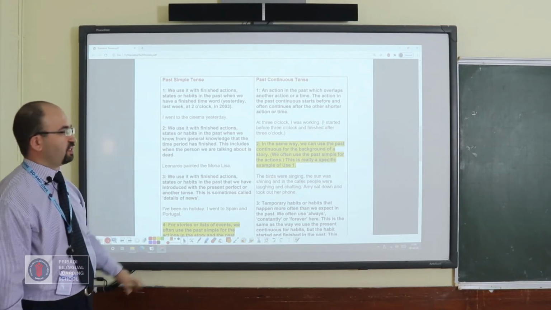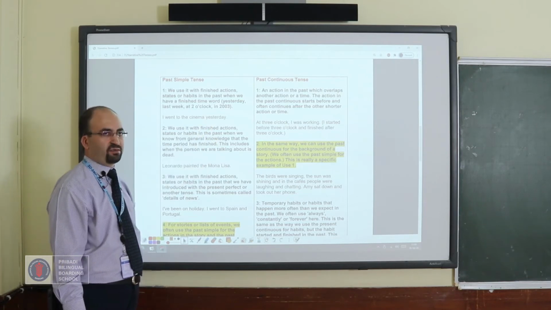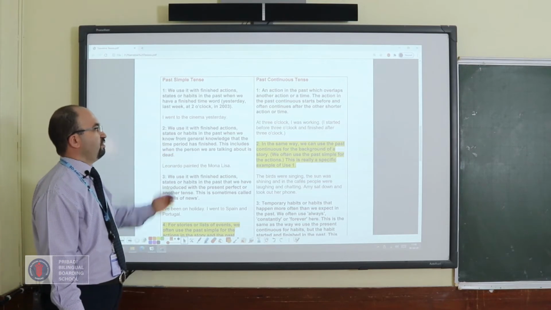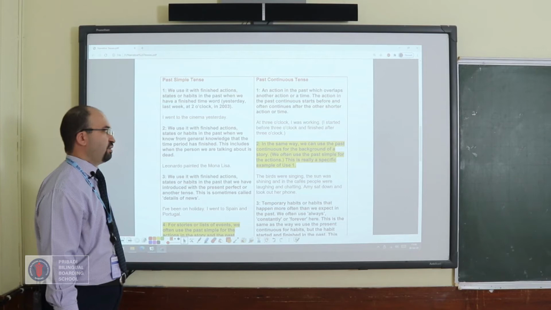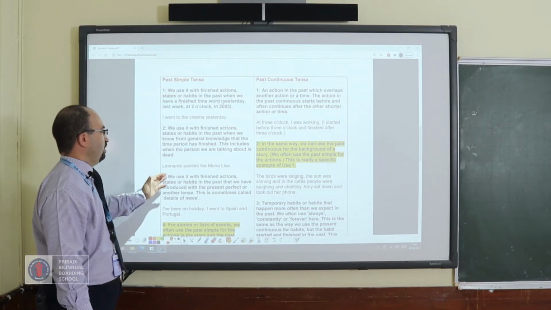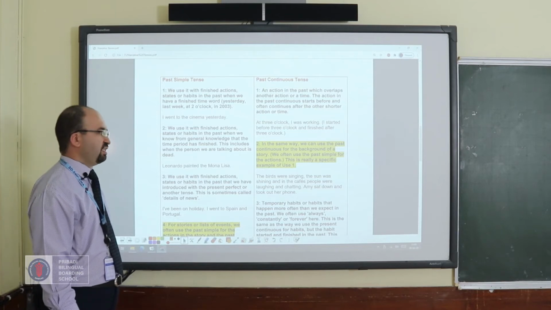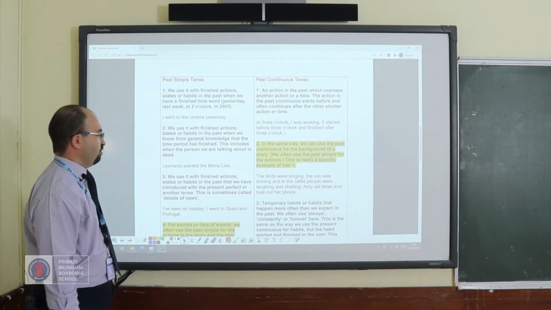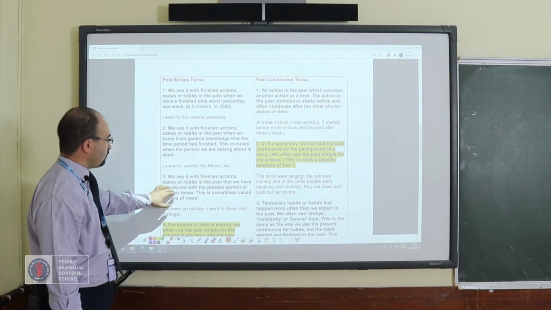We can use it with time expressions that show past, like yesterday, last year, last night. And we use it with finished actions that, as general knowledge, we know were in the past. For example, Leonardo da Vinci painted the Mona Lisa, that we know is a past event. Leonardo is already dead. Okay? So it's in the past, even if we don't mention any time phrase.